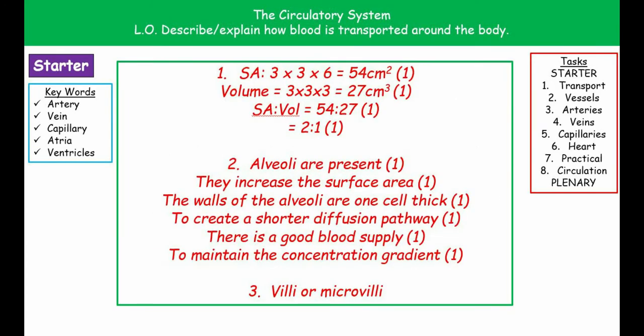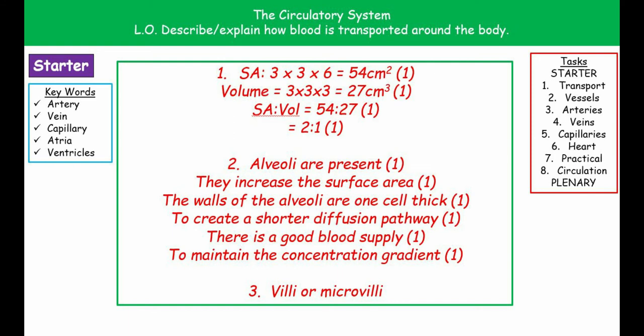Let's mark those answers then. So for the first one, to calculate our surface area to volume ratio of our 3 centimetre cubed, what we need to do is work out the surface area first of all. So 3 times 3 gives us the area of a single face, and there are 6 of them in a cube, so times that by 6 gives us 54 centimetres squared.